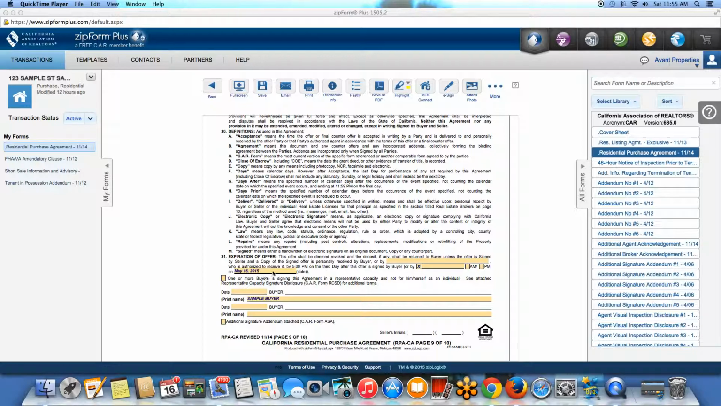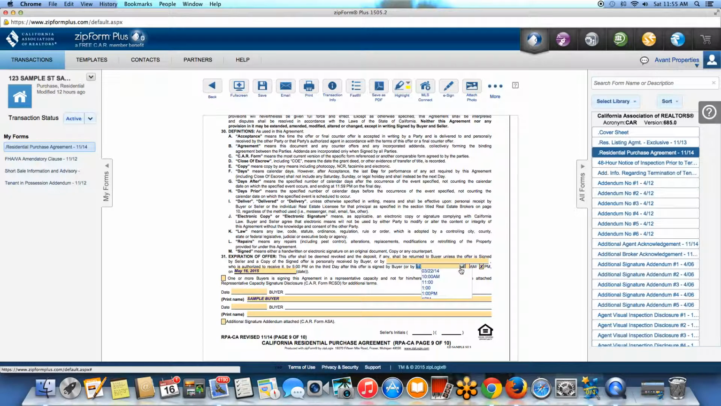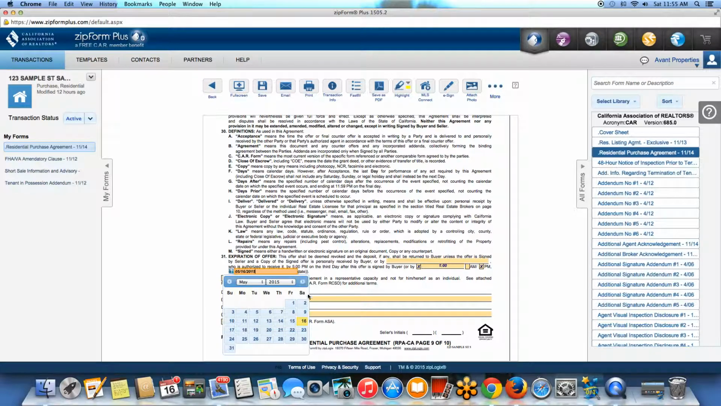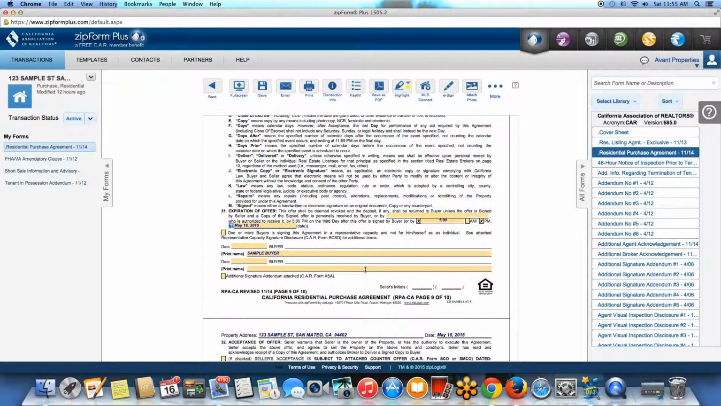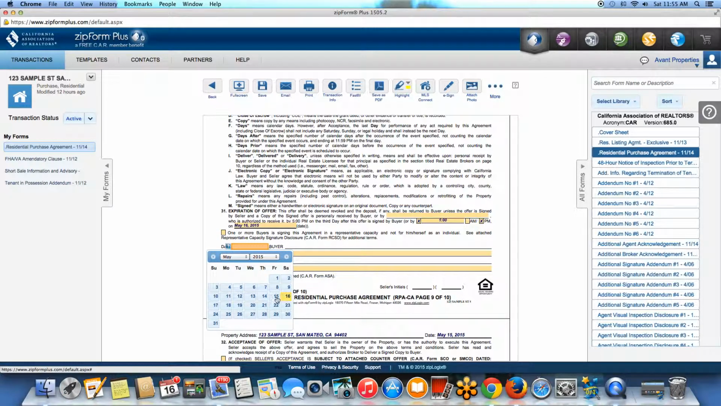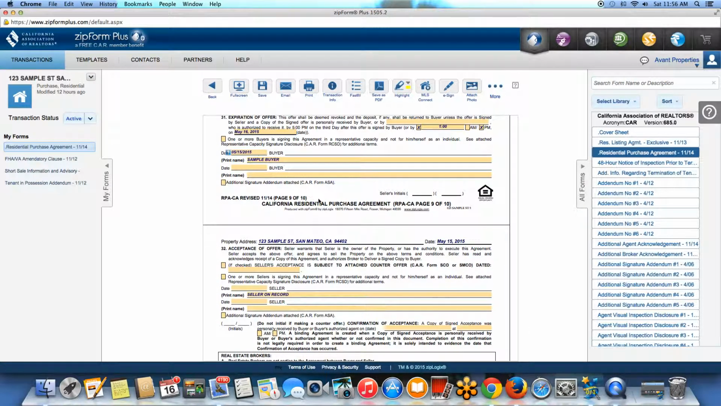So by default, it's 5 p.m. of the third day. However, if your buyer wants to know the answer right away, you can always plug in a number here, a time frame or timeline. Let's say for the purpose of training, the buyer wants a 24-hour turnaround to find out if his offer was accepted or not. So I changed it on behalf of my buyer's request. And of course, you have to put the dates and the buyer's name.